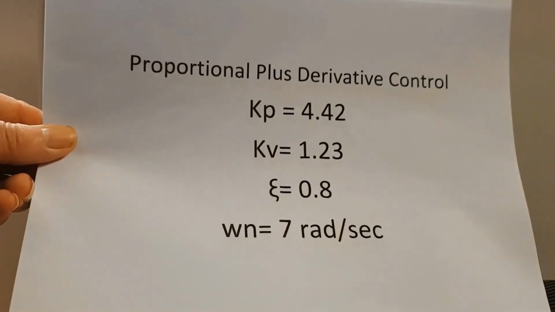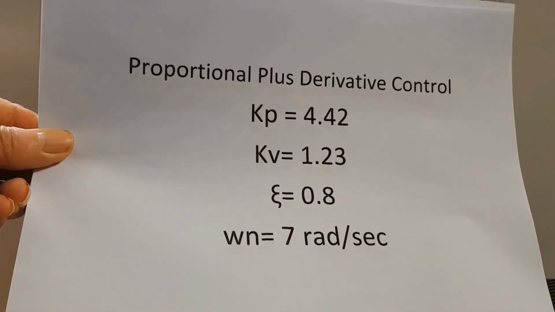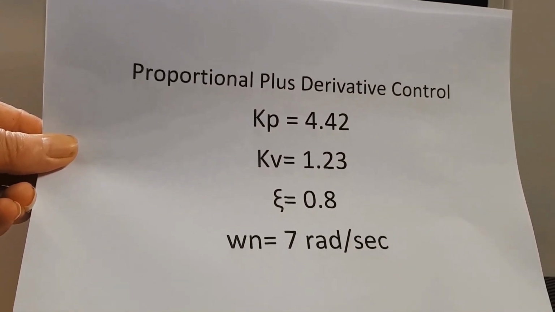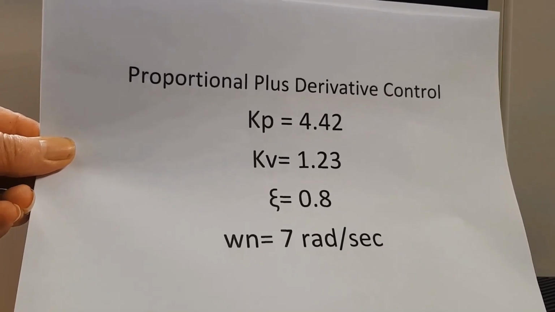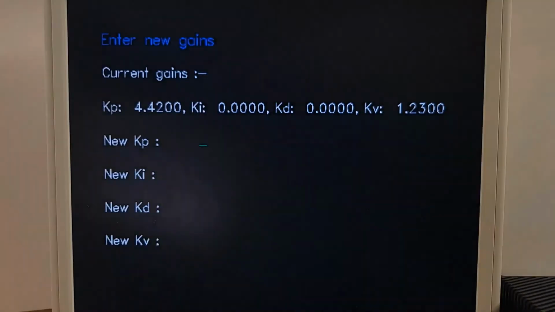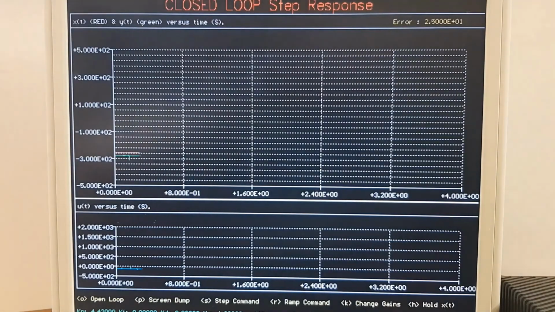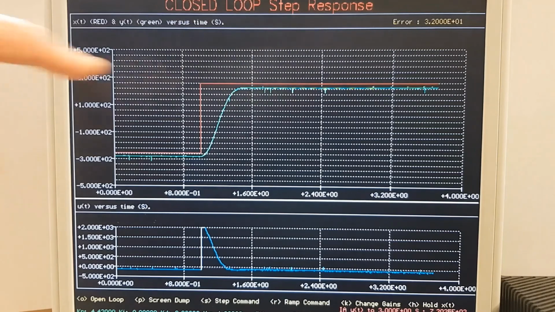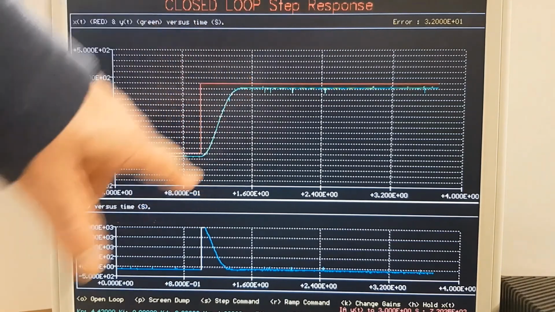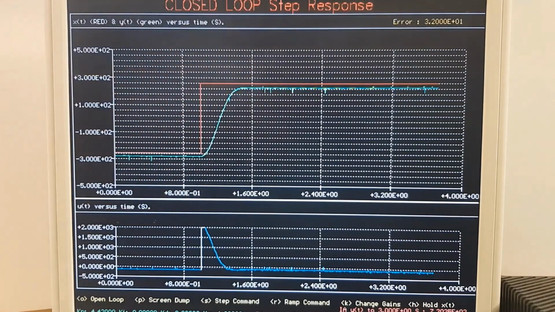Right, so here's the next one. This is with the proportional plus derivative control. Kp 4.42, Kv 1.23, damping ratio of this one 0.8, omega n 7 radians per second. And there we have now, this is a damping ratio of 0.8. You can see this is a minimal little bit of overshoot here. A little bit of a steady state error creeping into this one.